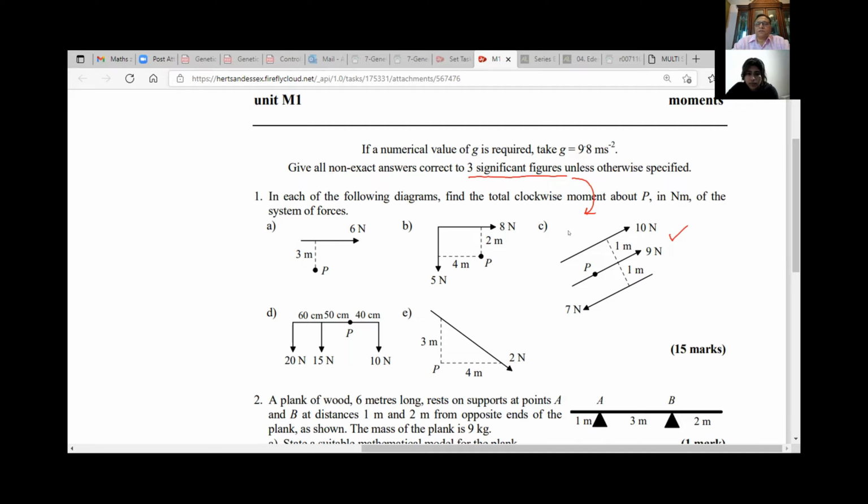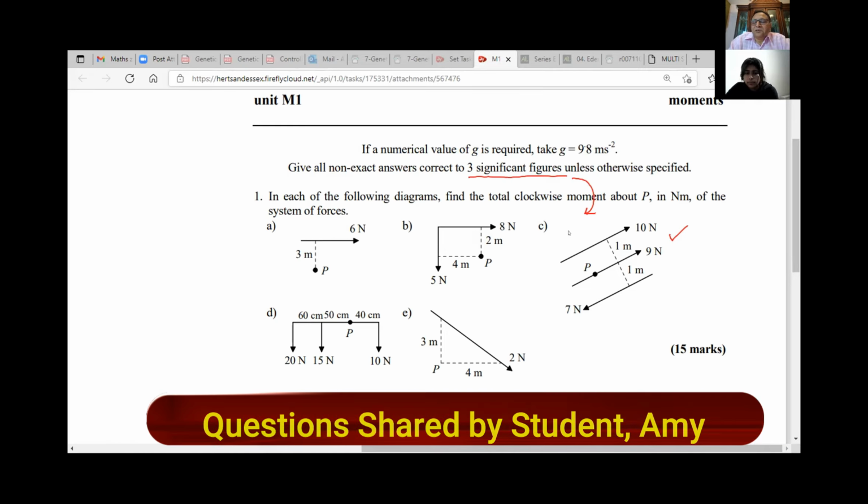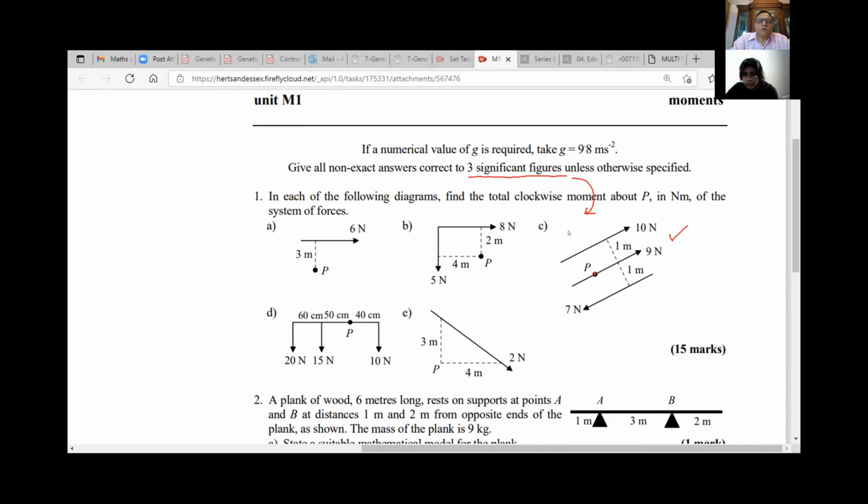So we have given a lot of examples. I think we should consider this one with parallel lines, and tell me how will you do this particular question, where the point of interest is P and we have 9 newtons going through it, 10 newtons above and 7 newtons below, and both are 1 meter away perpendicularly from P. So how will you do 1C?